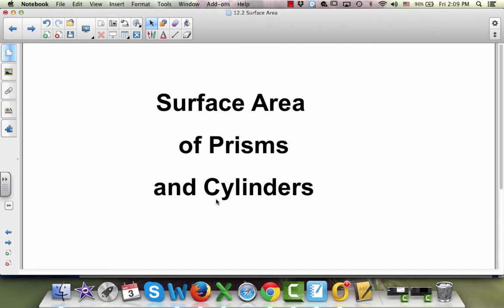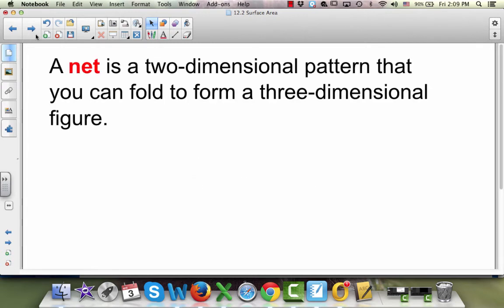Surface area of prisms and cylinders. A net is a two-dimensional pattern that you can fold to form a three-dimensional figure. Or another way of thinking of it, it's a three-dimensional figure that has been unfolded into a flat figure.